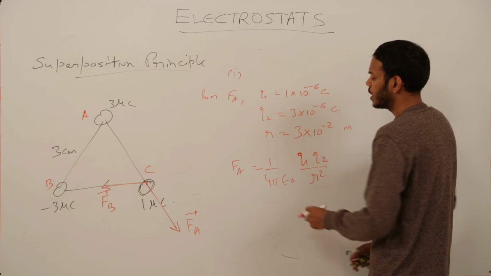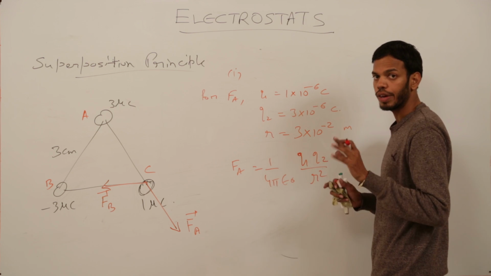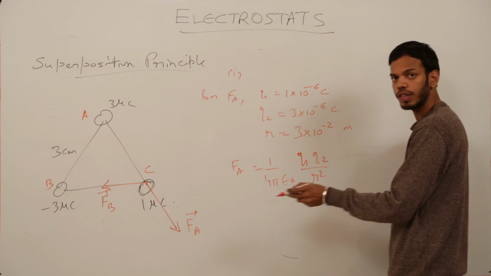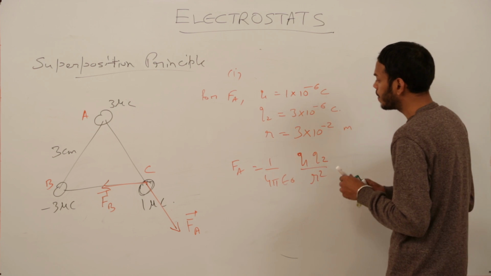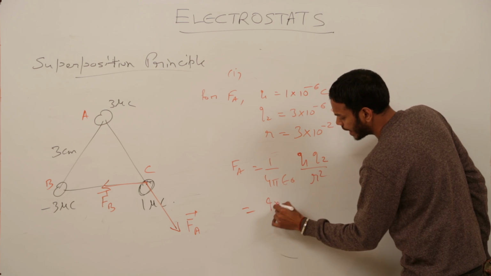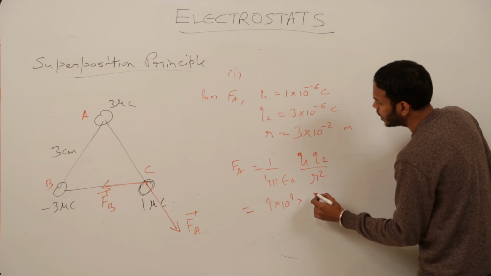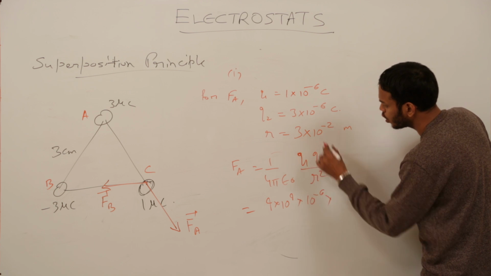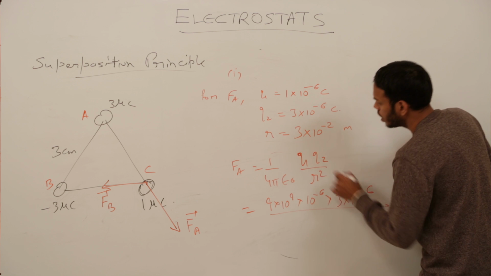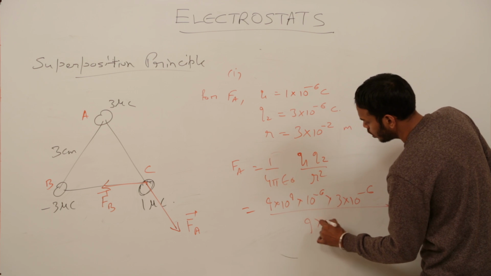I just told you guys, never write, never learn or never say K Q1 Q2 by R square. Try to make a habit of this. Always 1 upon 4 pi epsilon naught Q1 Q2 by R square. So putting the values, this whole becomes 9 into 10 raised to power 9, Q1 10 raised to power minus 6, Q2 3 into 10 raised to power minus 6 upon distance square.